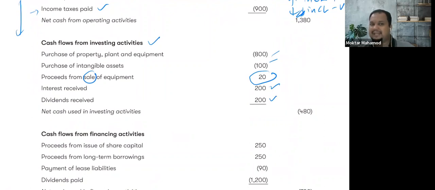Not so much, tapi ada juga lah yang buat proceed from the sale equipment, disposal of equipment, ada juga lah few student buat negative figure. Tapi itu bukan sebenarnya, sebab the gain tu positif lah, cuma proceed from the sale, gain or loss tu either positive, negative dekat profit or loss. But proceeds, when you sell item, there will be cash inflows. Itu yang penting.